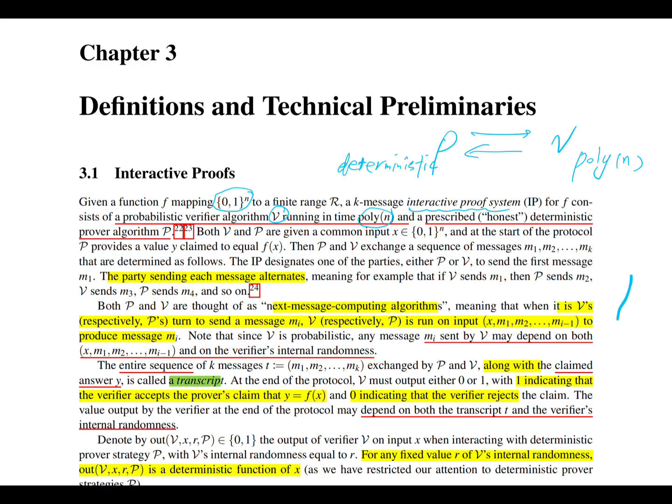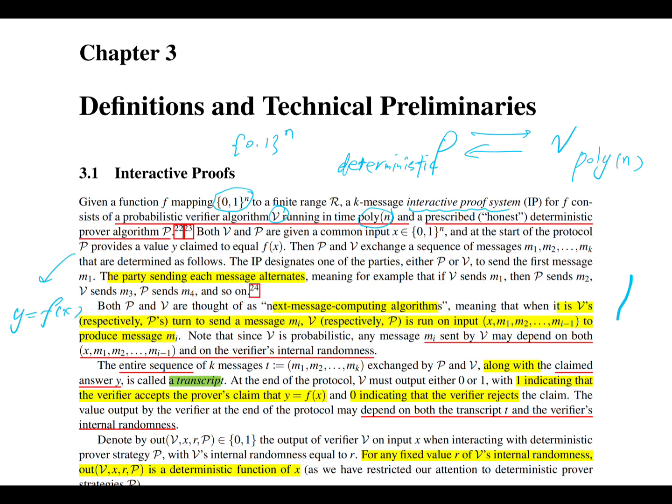I think I will write very slowly to make it good looking. So both P and V are given a common input x in {0,1}^n. This is the very common, very universal representation for input. Basically for almost all inputs we use this form. And at the start of the protocol, P provides the value y claimed to be equal to f(x). So P provides a claim: the claim is y equals f(x).